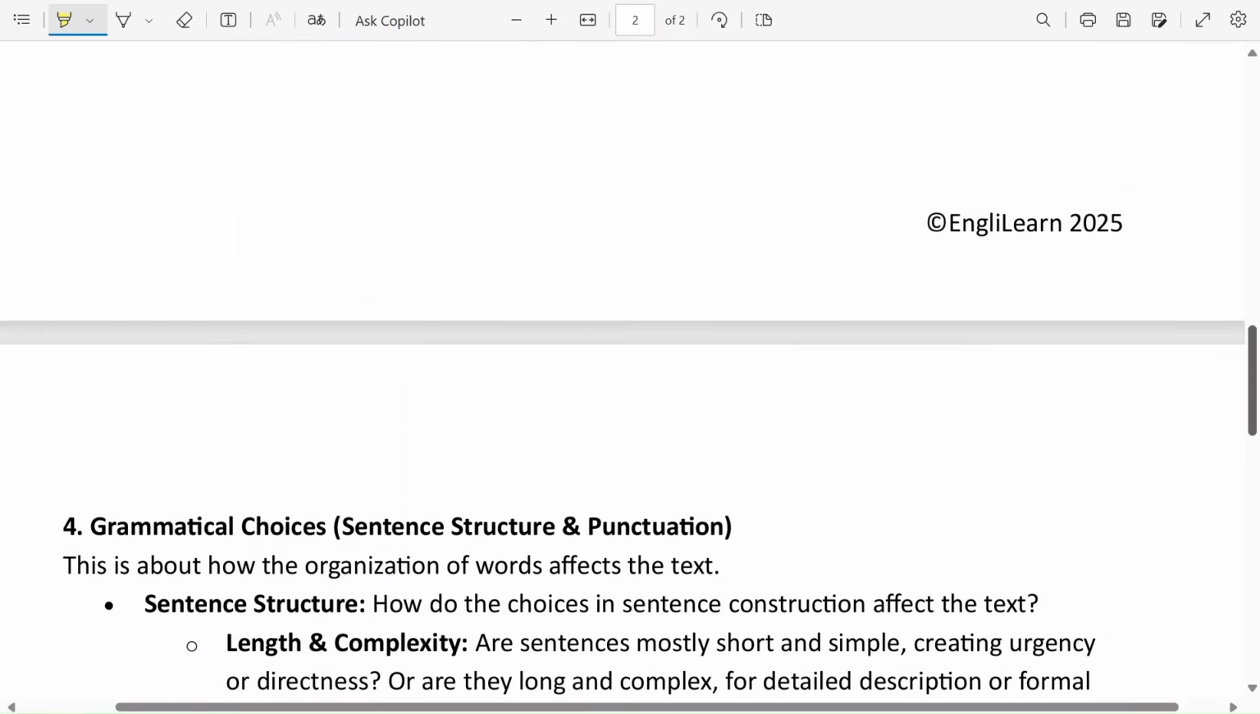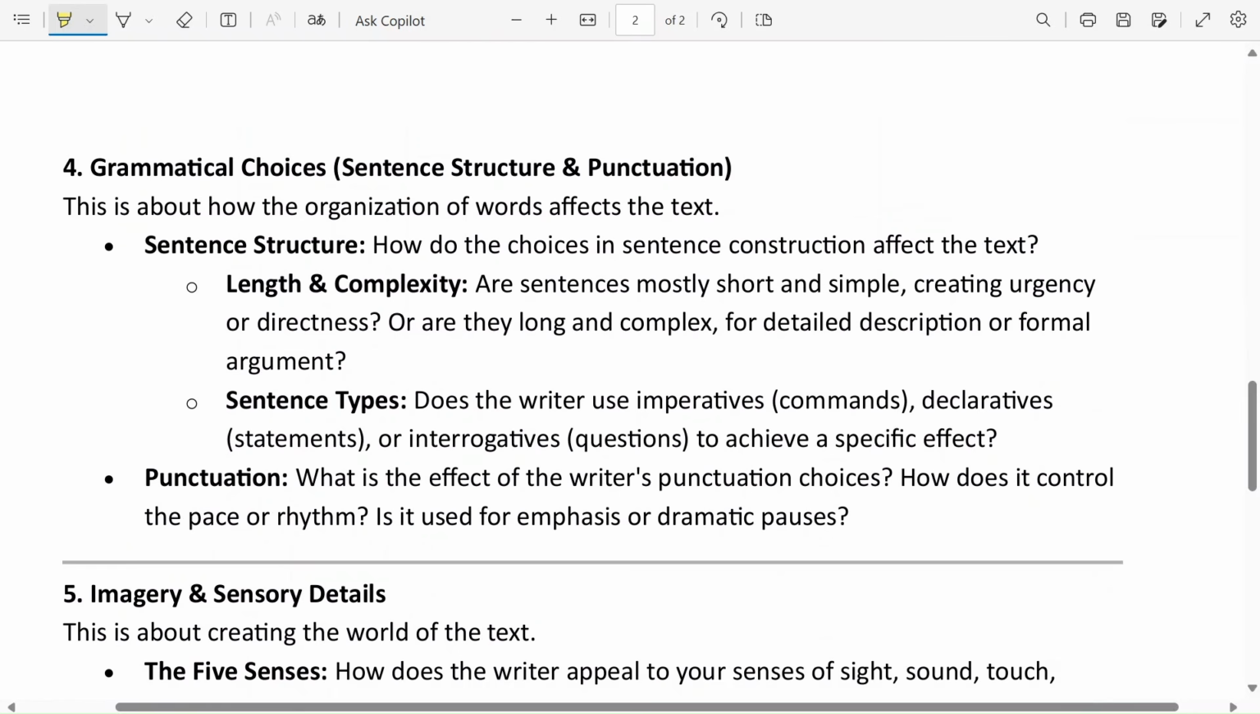Next, we're going to look at grammatical choices, which include sentence structure and punctuation. These are often overlooked, but they're incredibly important. We've already covered some of these when we talked about structure, but there is no harm in some repetition.